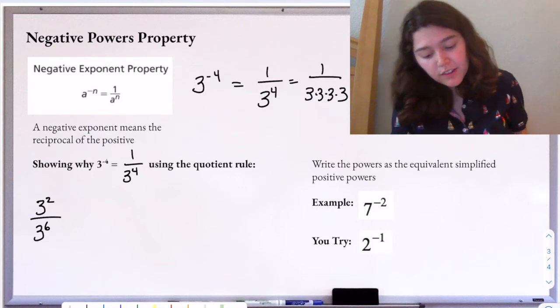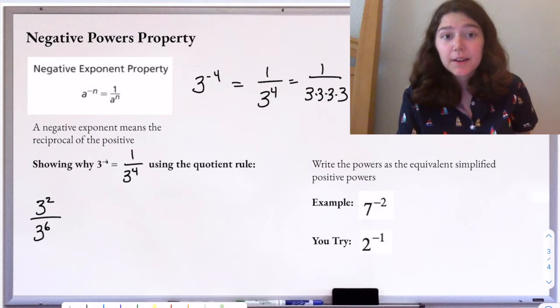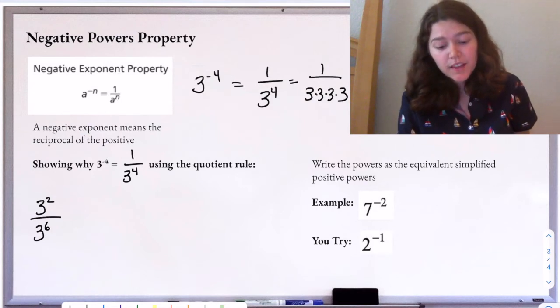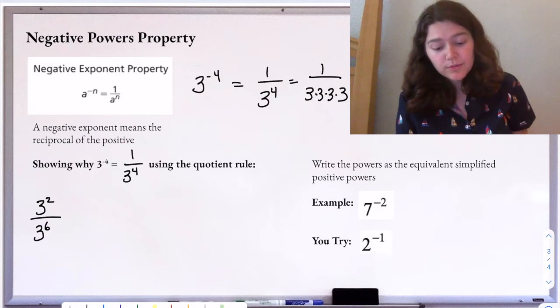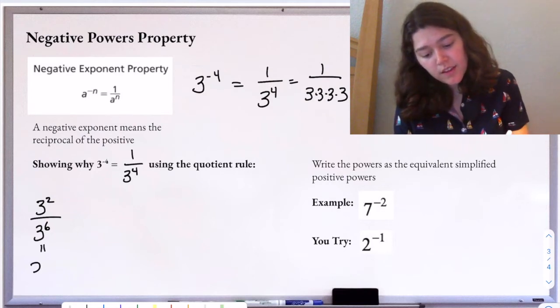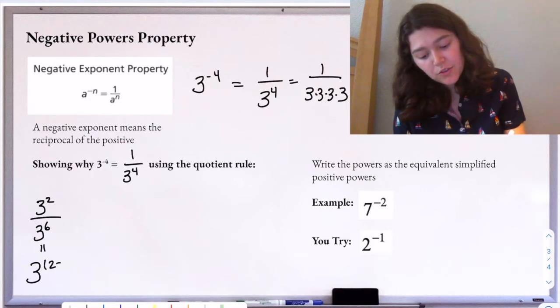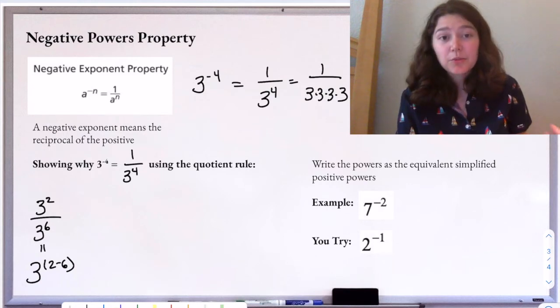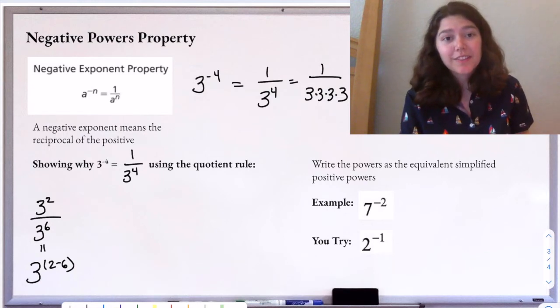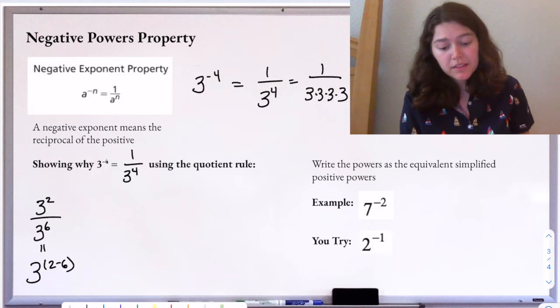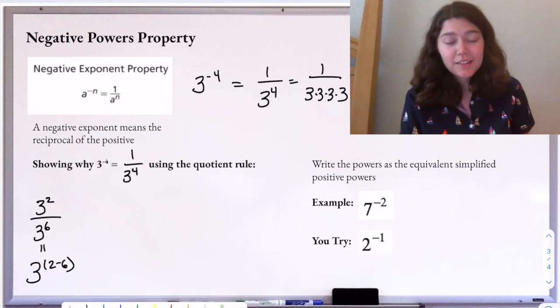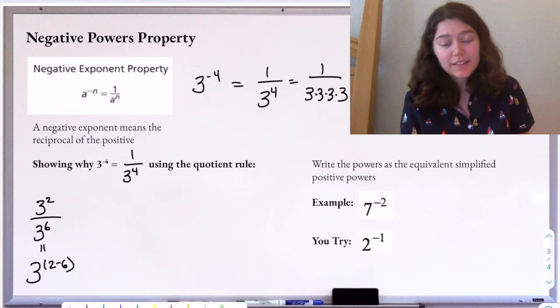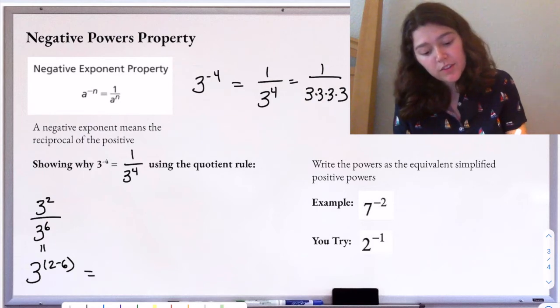And to do that, I'm going to use this expression, 3 to the power of 2 divided by 3 to the power of 6. Now, the quotient rule says that that should have a value of 3 to the 2 minus 6 power. Because whenever we're dividing powers with the same base, we can keep the base and then subtract the exponents, 2 minus 6. So this has a value of 3 to the negative 4.